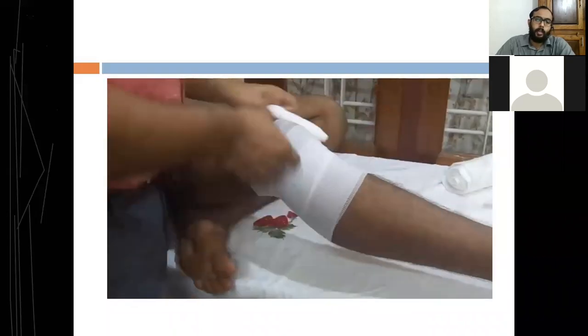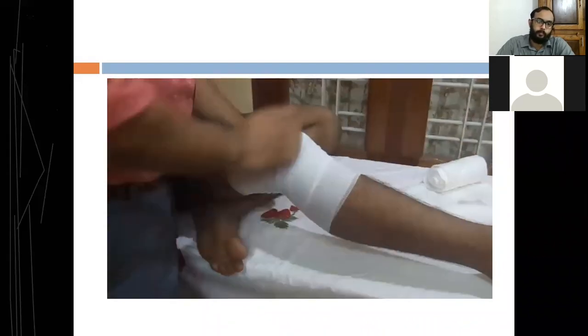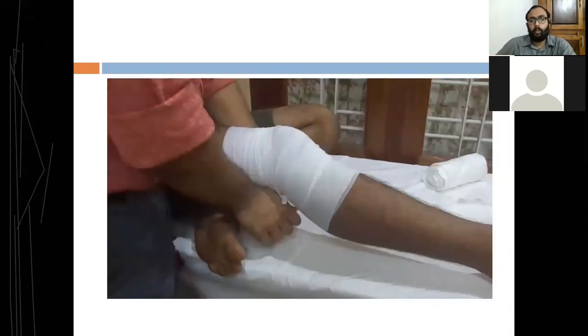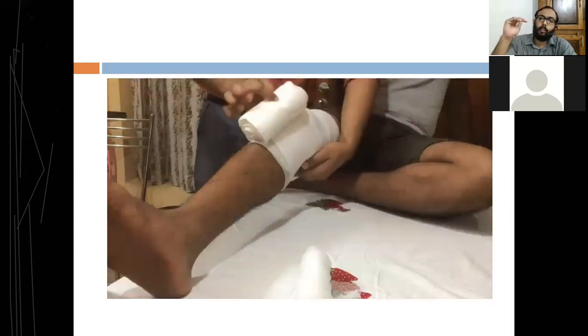Knee bandage should be done in knee flexion. 5 to 20 degree flexion is needed. This is the functional position. Coming to the shoulder, a slight abduction is needed. In the metacarpophalangeal joint, we are giving this particular position.